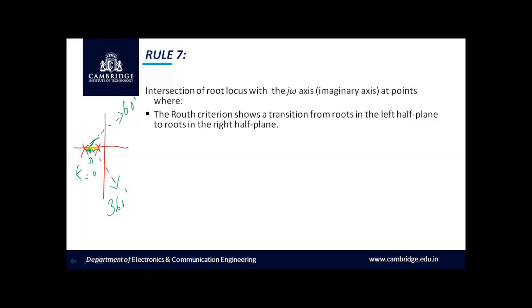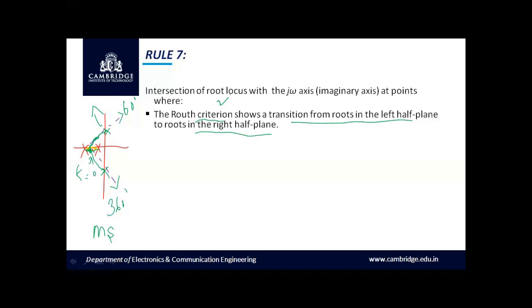and with respect to increase in k, it will be moving from the real axis into the complex plane, and when k keeps on increasing, at one particular point of time, this root will try to intersect on the imaginary axis. At one particular value of k, it exactly intersects on the imaginary axis. And in this case, the system becomes marginally stable. And this is what is given here, that the Routh criterion shows a transition from roots in the left half plane to the roots in the right half plane.